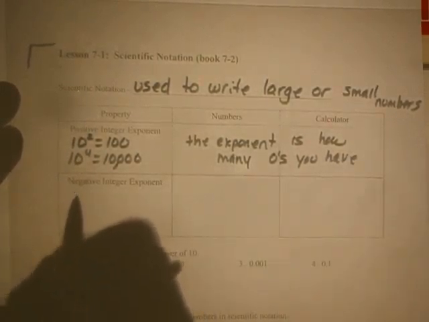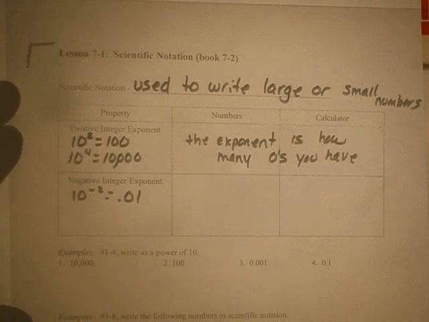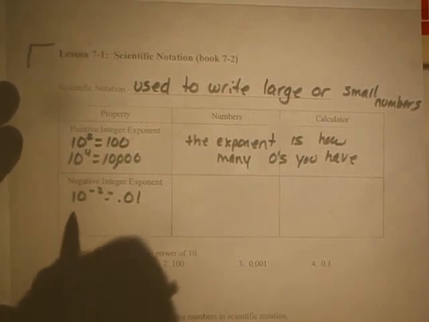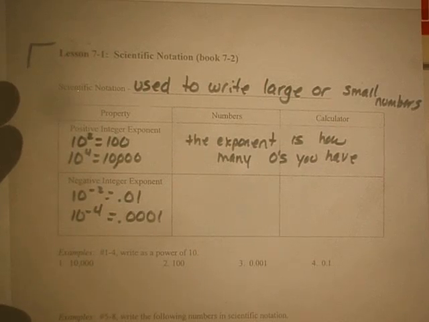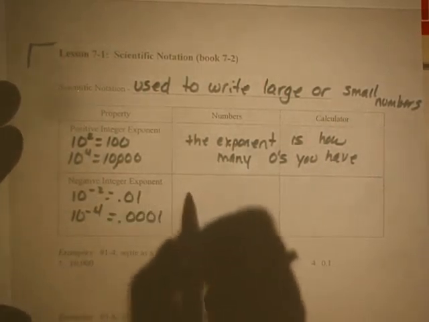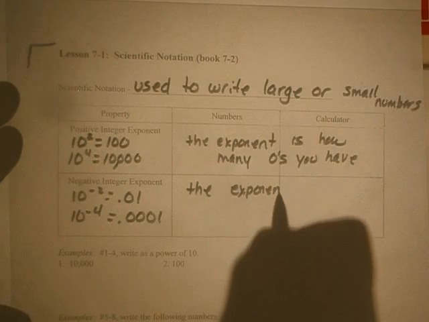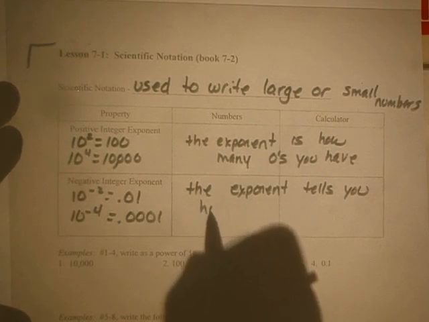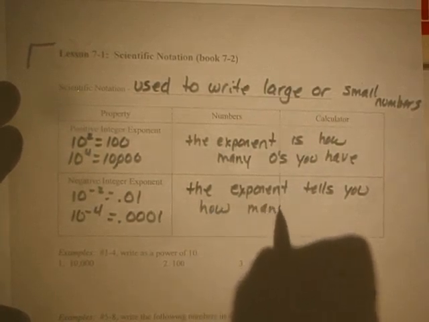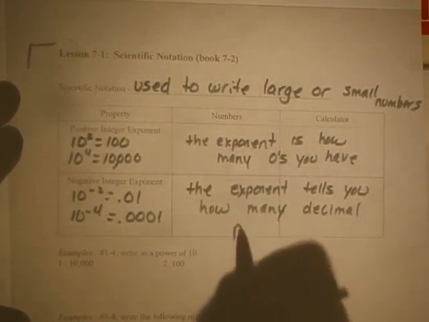Negative exponents: if we have 10 to the negative 2, it would be 0.01. If you had 10 to the negative fourth, it would be 0.0001. So in this case, the exponent tells you how many decimal places you have.